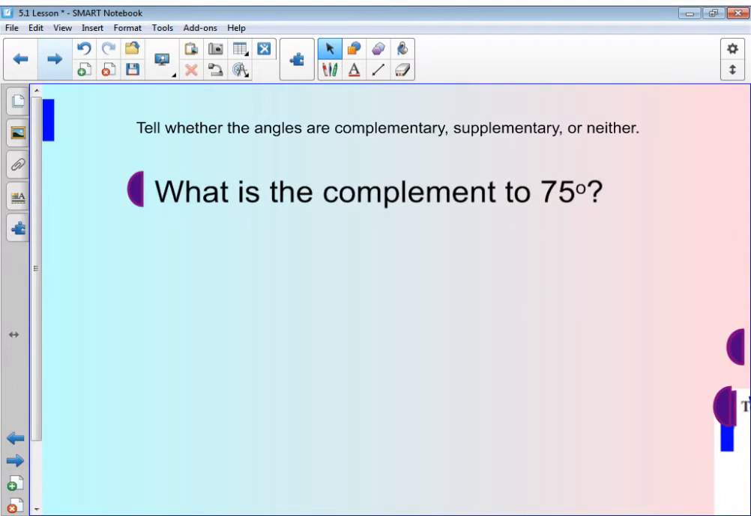Okay, this time they use some different wording. What is the complement to a 75-degree angle? So complement would mean what angle would help create a set of complementary angles. So remember the C makes a 9, so this would be 90-degree sum. Okay, so we're just going to take 90 minus 75, and that's going to give us 15 degrees. So the complement to a 75-degree angle would be a 15-degree angle.